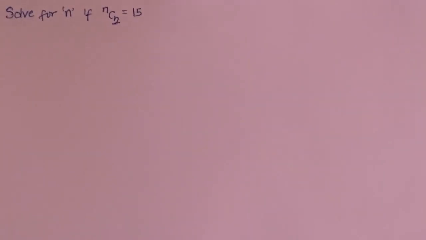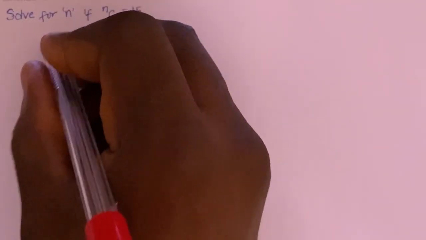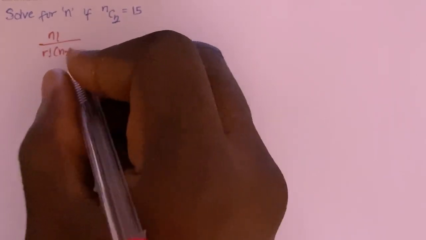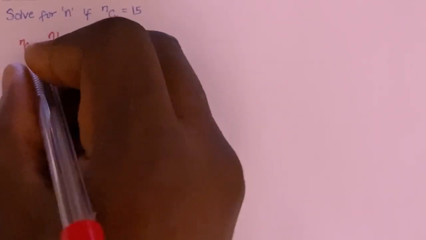Hi friends, in this video we are asked to solve for the value of n if n combination 2 equals 15. The question is very simple. First thing we're going to do is just to record the formula. The formula is n factorial divided by r factorial into bracket n minus r factorial. That is, whenever we have n combination r, it equals this.